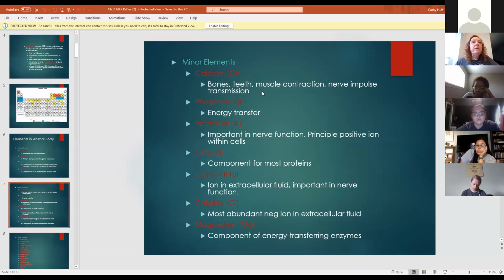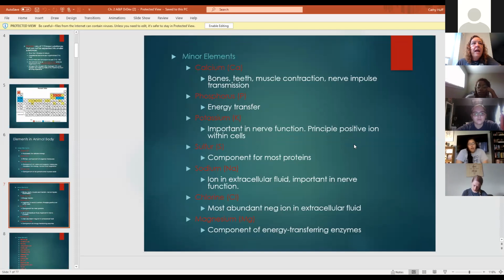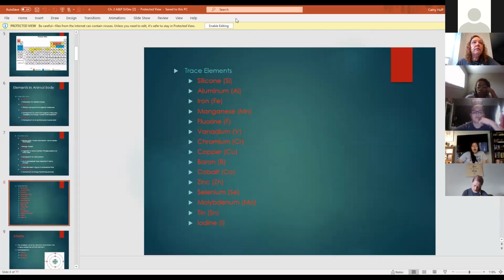Here were our minor elements. We went over kind of the basics behind these. Calcium and phosphorus, BFF, 1-to-1 ratio. Potassium is really important for nerve function. And in fact, it's potassium and sodium that help to transmit nerve impulses. Those of you that have taken anatomy in the past know the sodium-potassium pump. We're going to go over the sodium-potassium pump, but not until way later. Way later, don't worry about it. Sulfur, chlorine, magnesium.